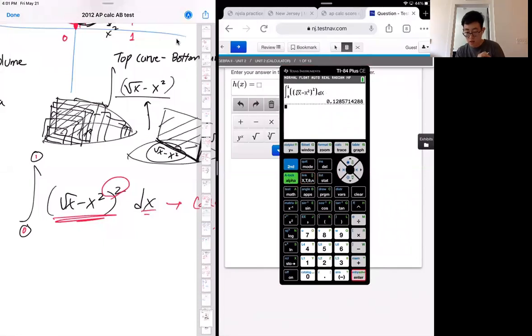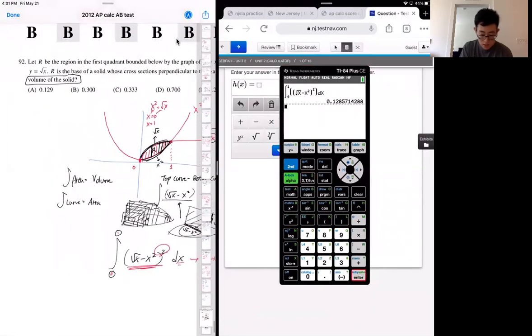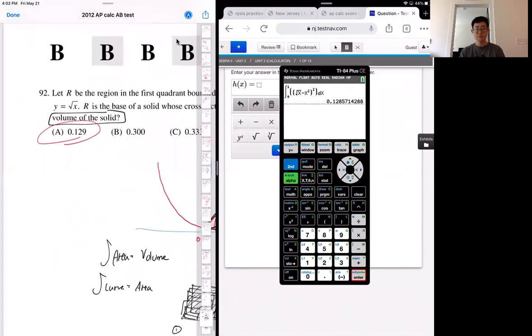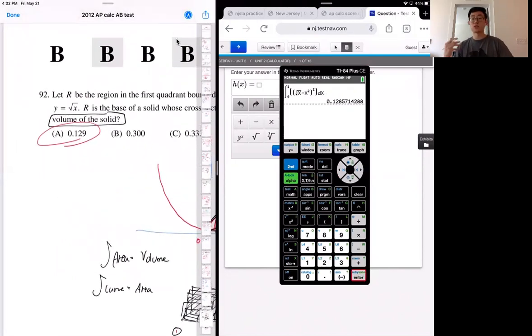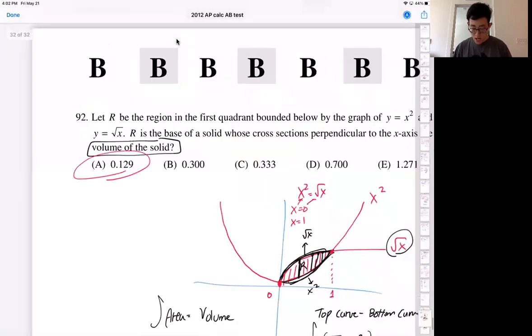And then when you press enter with that, you get 0.128. Let's see if I get the same answer. Yes, there we go. So the answer here is just going to be A. Okay, so utilize your calculator. This is a calculator section, for crying out loud. So that's all the correct answers for the 2012 AP Calc exam AB.